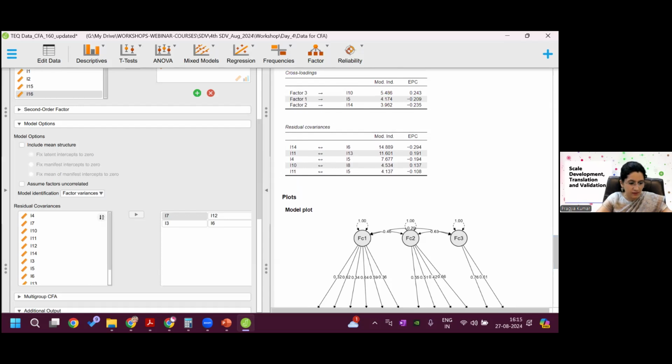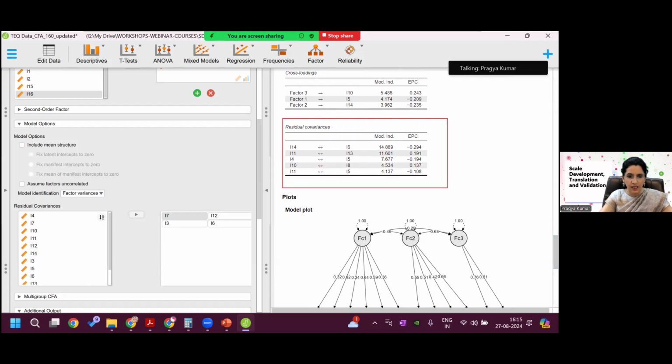Residual covariances. This is the table of residual covariances. So it has shown you the covariance. Can you see this sign? This sign is of covariances. So these are the items which are co-varying, like item 11 and 15, 10 and 8, 4 and 5, 11 and 13, 14 and 16. We have moved these 2 items here because it was initially here only in this table. But we will move only those items here which are belonging to one factor, a single factor.